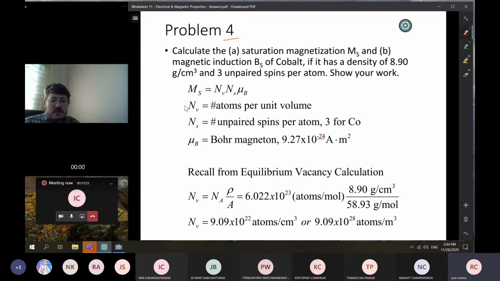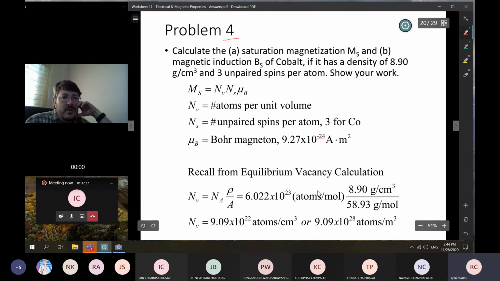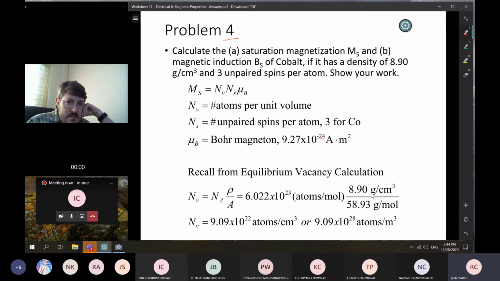And it's close, but it's not exact. What's the number of atoms per unit volume? That's a calculation you did months ago, if you remember it, with the equilibrium vacancy calculation. To figure out the number of potential defects, you need to know the number of atoms that were in the sample, right? So that was Avogadro's number times density divided by molar mass. All right. Iron and cobalt have different densities and molar masses, right?